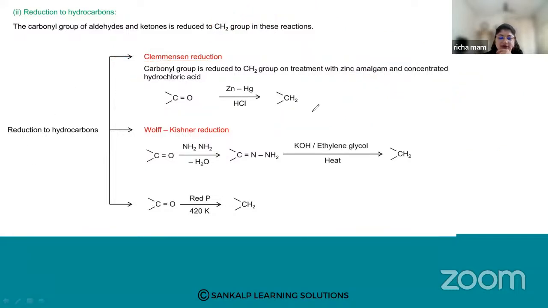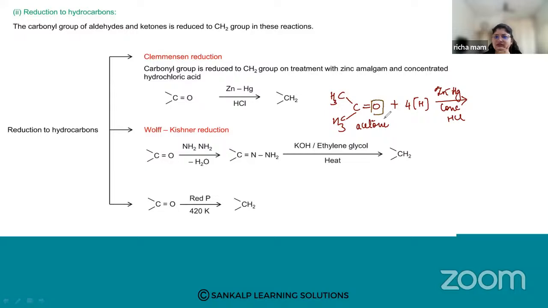Next, shall I give you one more? Now I want the answer from you. That was with respect to aldehyde. Now let me give you a ketone. Take a ketone, react it with four hydrogen atoms in the presence of zinc amalgam and concentrated HCl. What are we going to get? Acetone, when it reacts with zinc amalgam in the presence of concentrated HCl.